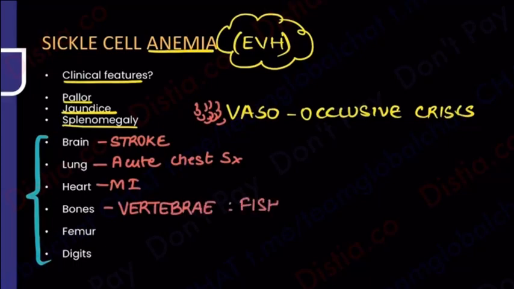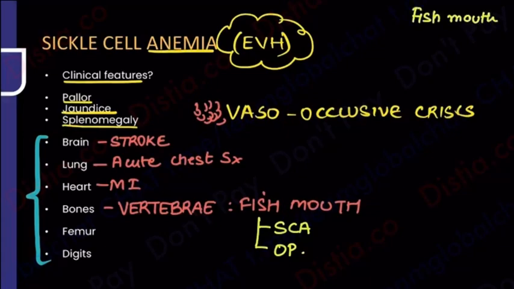Where else in radiology do you see fish mouth vertebrae? One is sickle cell anemia. You also see it in osteoporosis. Osteoporosis also shows you fish mouth vertebrae. But I want to ask you one more thing: where do you see fish mouth valve? Anyone who can tell me? Where do you see fish mouth valve? Try to put a little bit of pressure on your brain.